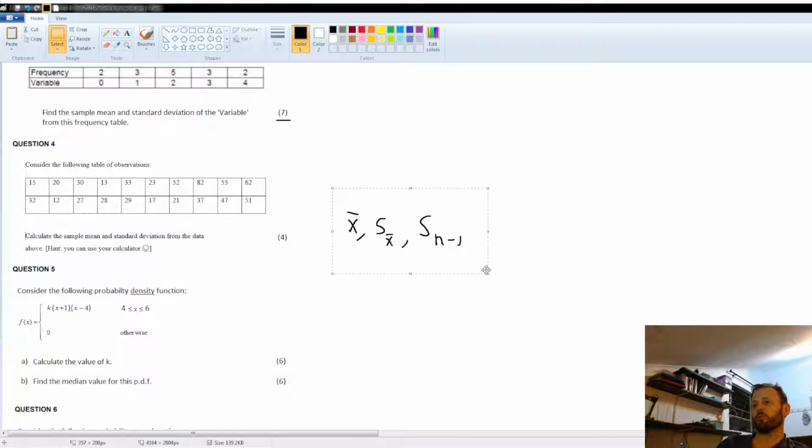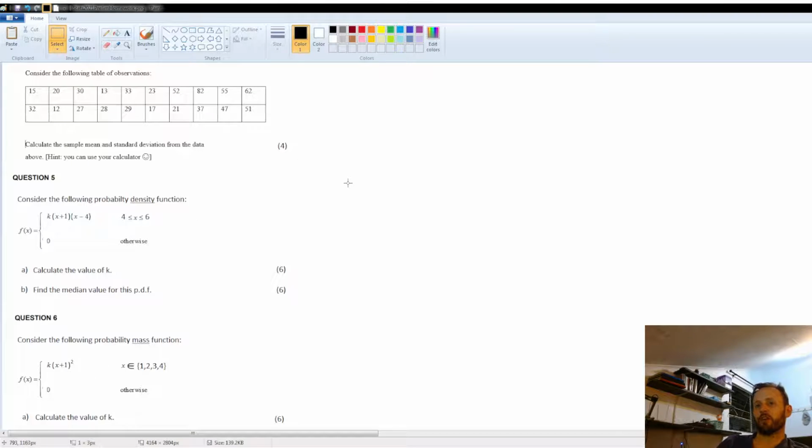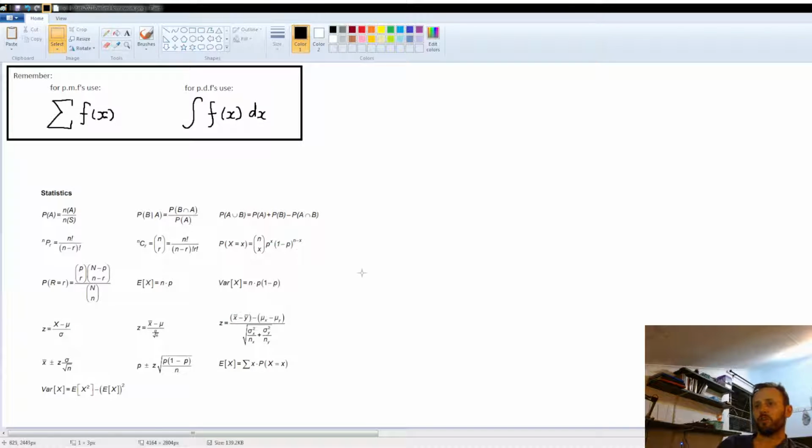Let me get rid of all these horrible features I added. Okay, question 5 and question 6. Formulas.